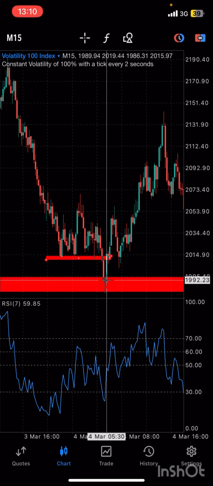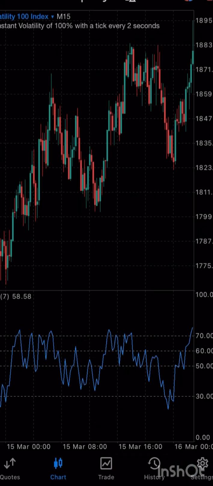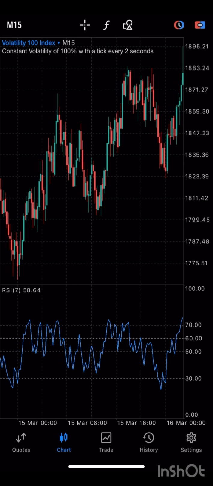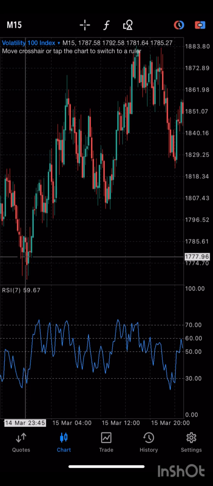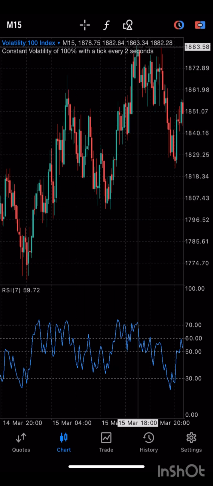So I'll give a few more examples, and let's see how it goes. And so, guys, you can see this particular place, what the market was doing, how the market was able to, from this particular point, go up, come down, and go up again.